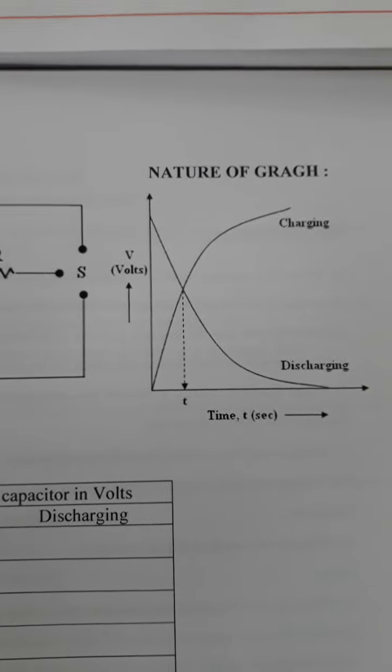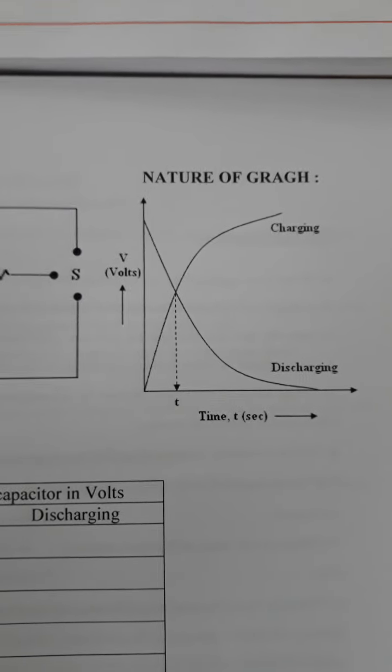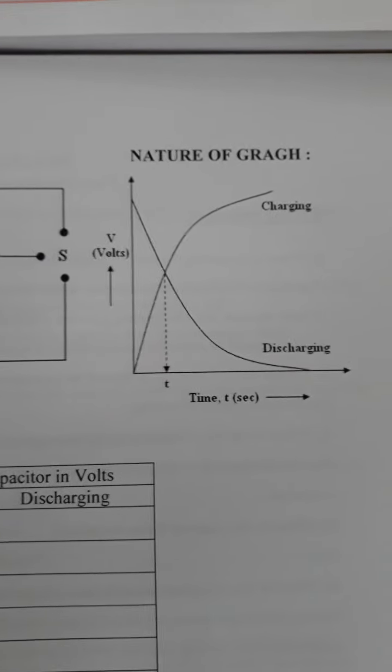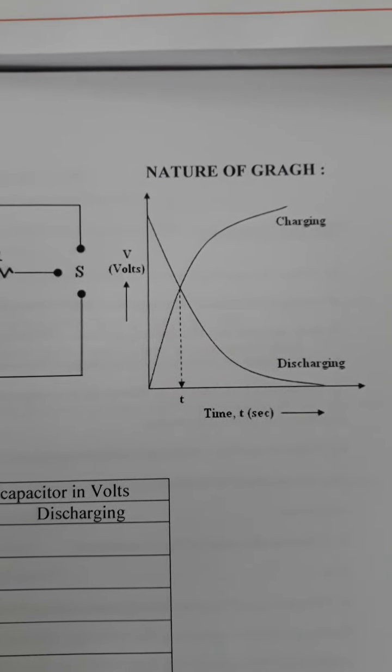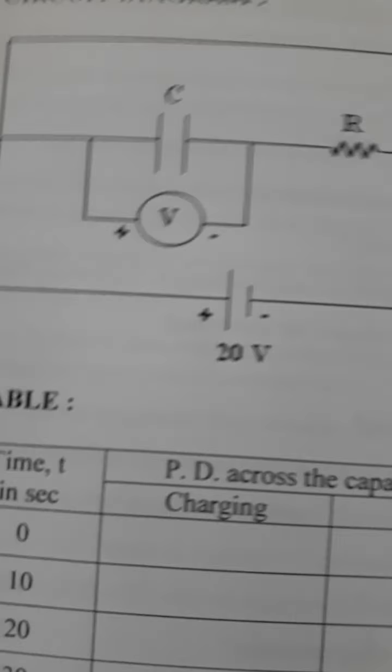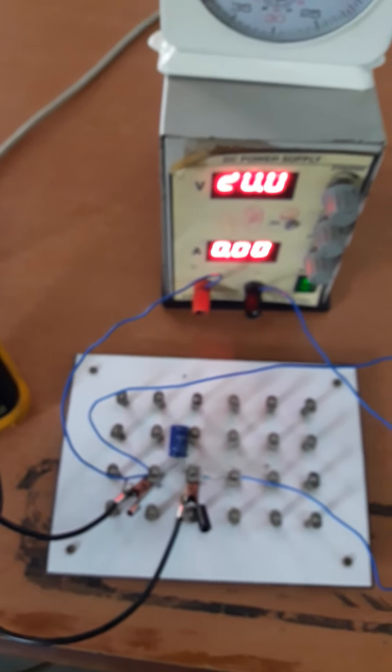The constants are given in the formula itself, don't worry, but we want t, which we will get through a plot. Then how to conduct the experiment and how to connect this circuit? You can see it there.